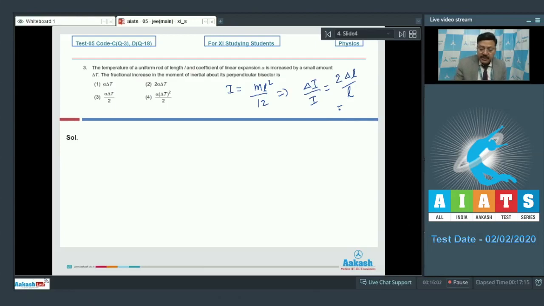So that means the expression on the right hand side is 2 alpha delta T, and so we readily get the answer. Pretty simple, isn't it? It is matching with option 2. So option 2 is correct for question 3. Let's now go on to the next question.